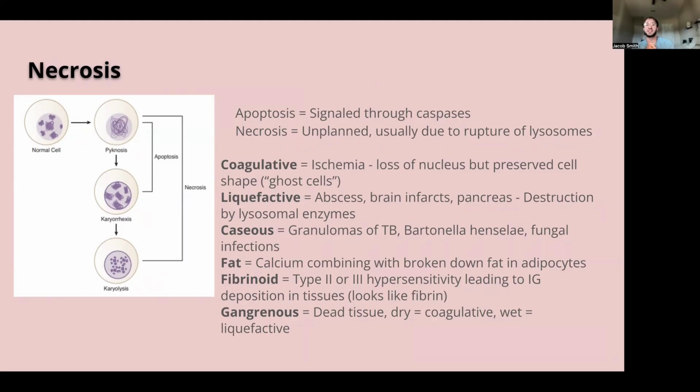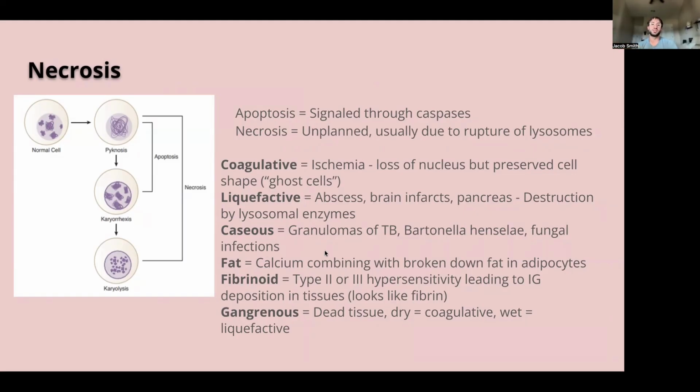Now, like I was saying, liquefactive necrosis, this is when lysosomal enzymes dissolve the cell components. You can see this in abscesses, so bad infections, right? White blood cells, neutrophils gobble up bacteria, and then they die and release their lysosomal enzymes. You can also see this in brain infarct. So if you have a stroke, a thrombotic stroke to the brain or thromboembolic stroke to the brain, it will lead to a liquefactive necrosis. And the pancreas can also undergo liquefactive necrosis. Usually after acute pancreatitis, you can get necrotizing pancreatitis.